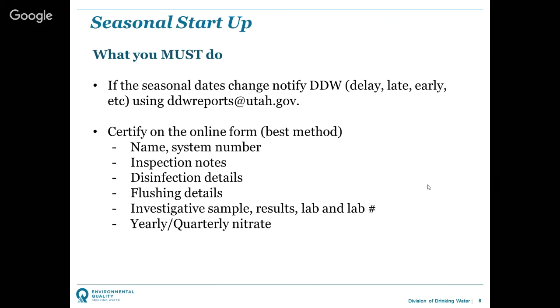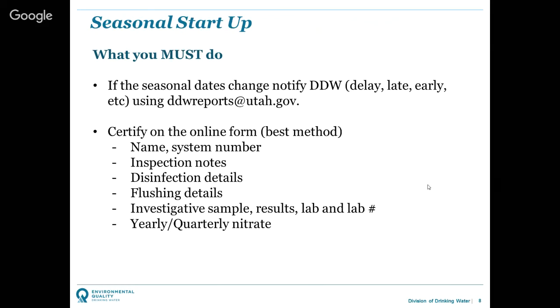So we need the details on that disinfection, what type of disinfectant was used. Did you get a residual? And then flushing, if the flushing was unidirectional, how long was the flushing for? Did you flush? And then you also certify on the form that you took, this is required, an investigative coliform bacteria sample. We need to know that you took that investigative. We need to know the results. We need to know the lab, and we need to know the lab number for that investigative sample.